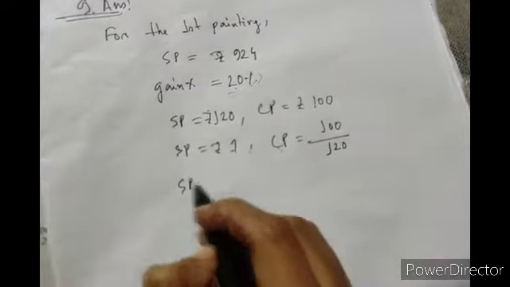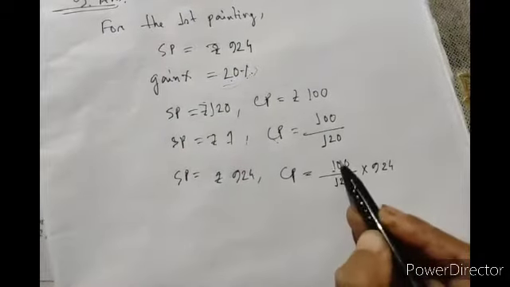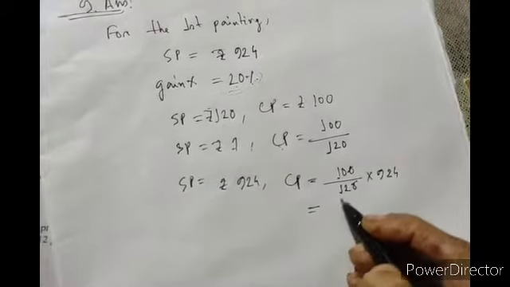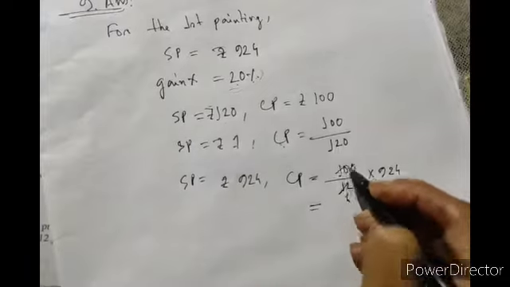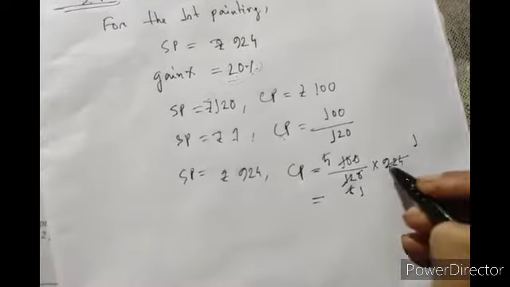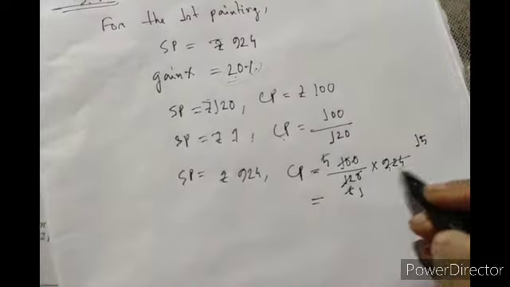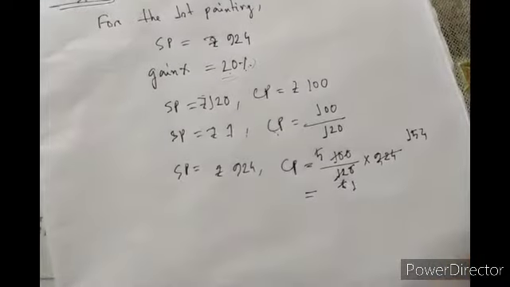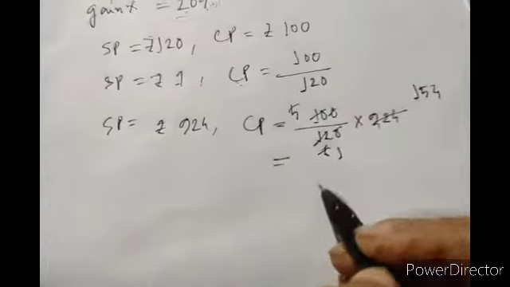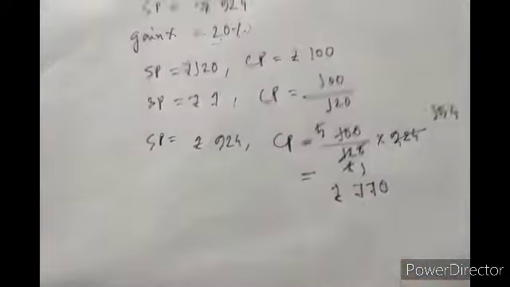Now selling price. What is selling price? 924. Cost price will be 100 by 120 into 924. You can simply cut 10. 2 6s are 12, 2 5s are 10, 6 1s are 6, 6 1s are 6, 32. 6 5s are 30, remainder 2, 24. 6 4s are 24. So 154 into 5, we will get here rupees 770.